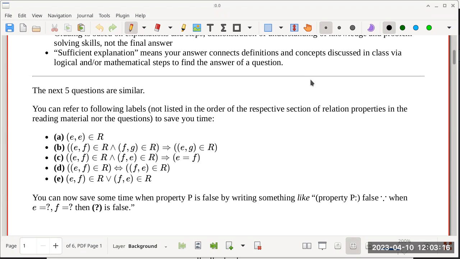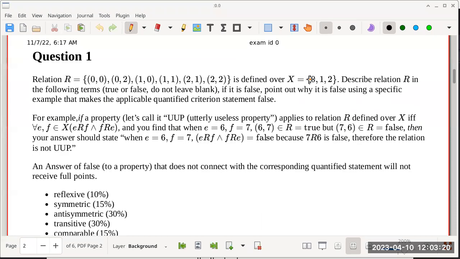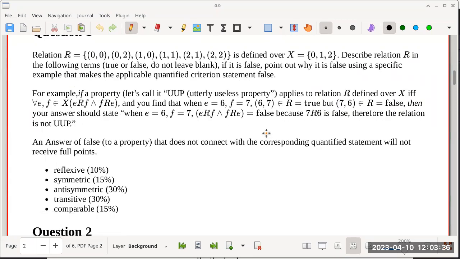All right, so for questions 1 to 5, they are related. They're all asking for relations type of answers. In this case, I give you the relation itself, and you need to tell me whether it is reflexive, symmetric, anti-symmetric, transitive, and comparable or not. And if it is not, you have to tell me exactly why it is not. If it is, you just say true, and that will be the end of that particular section. Also, as you can see, each subpart has a different percentage, because some of these are easier to do than others, and therefore they are not evenly distributed.